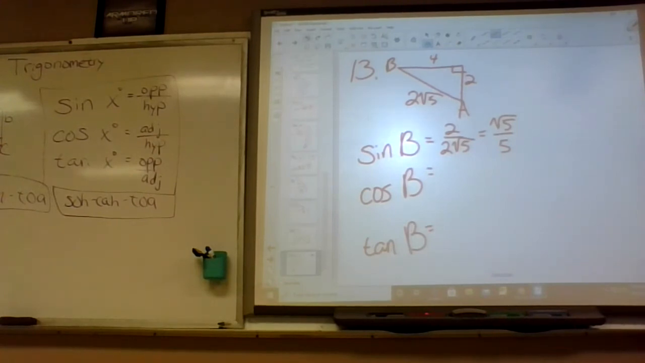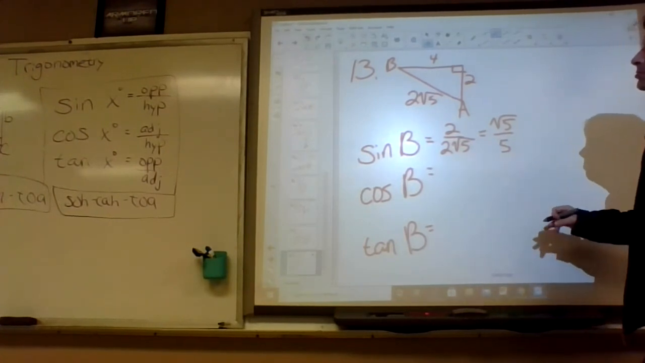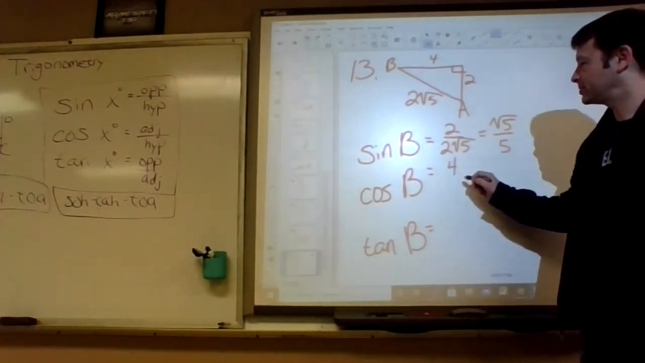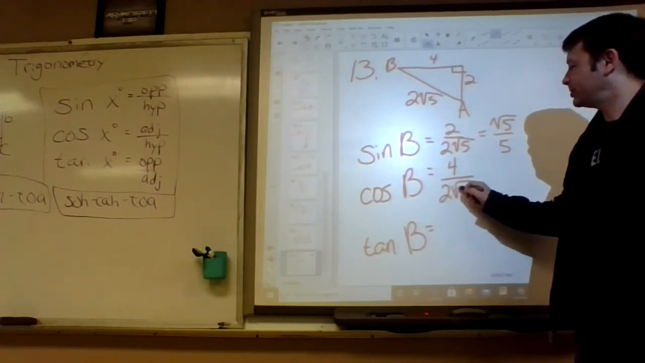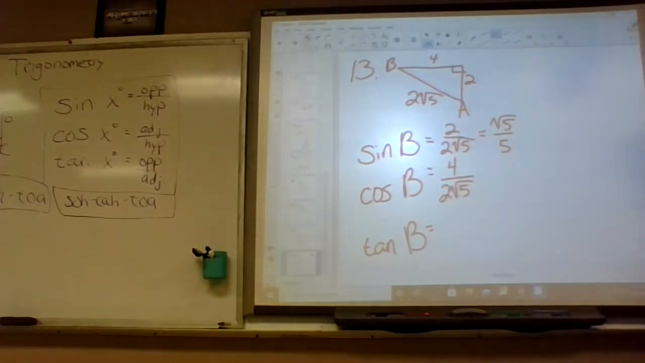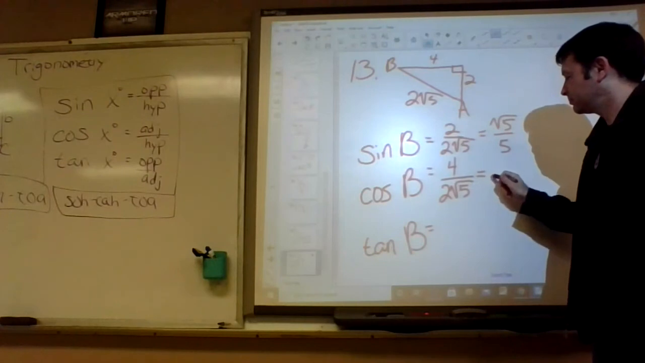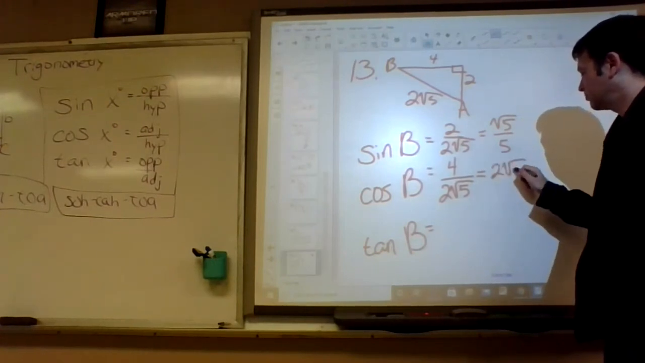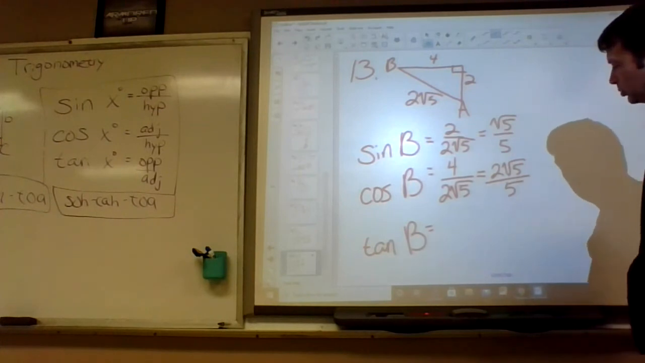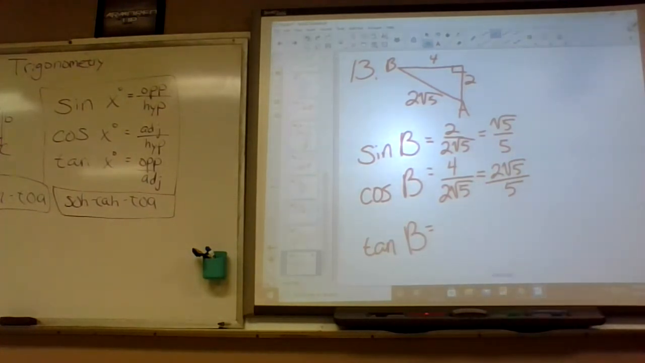Okay, Jordan, cosine is adjacent over hypotenuse. So what is adjacent to angle B? 4. Yep. And the hypotenuse? 2 square root of 5. Okay, what other problem did we get 4 over 2 square root of 5 on? That was the sine of A. And what did that simplify to when we did it? 2 square root of 5 over 5. Whoa. 5's out of control. The hats keep getting longer.